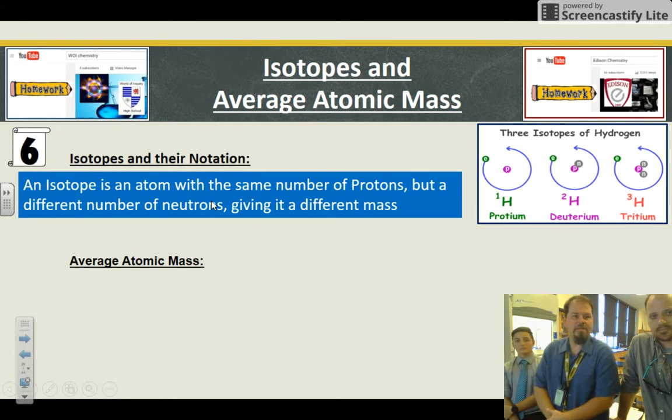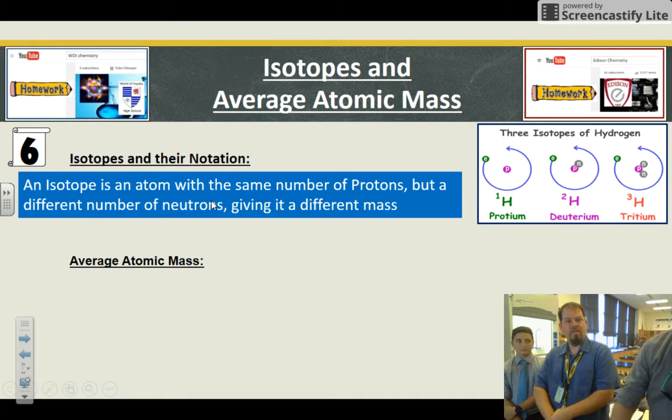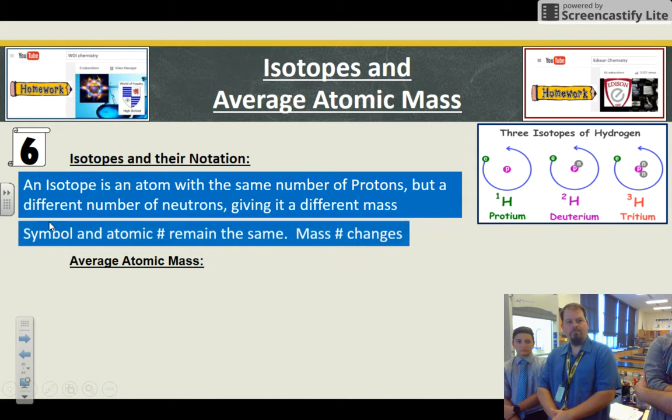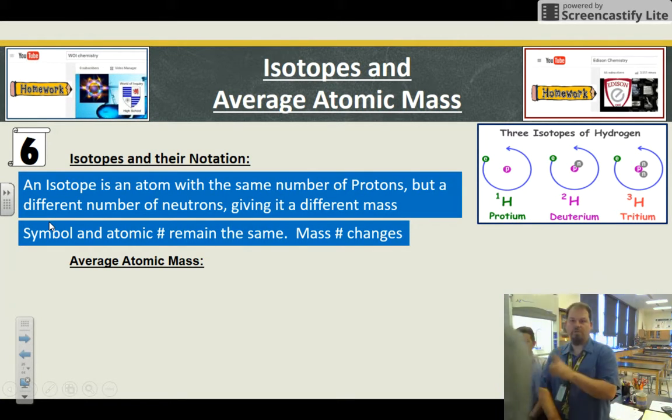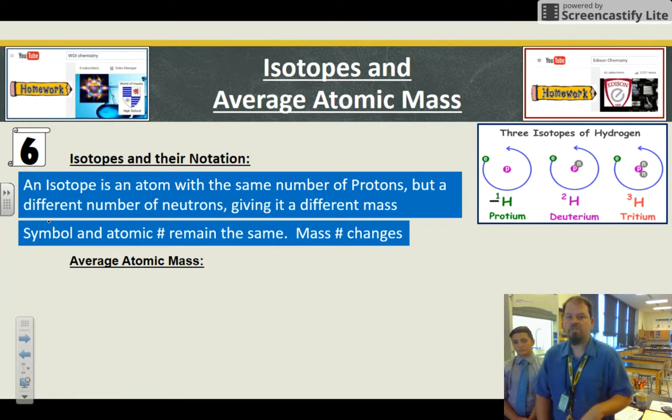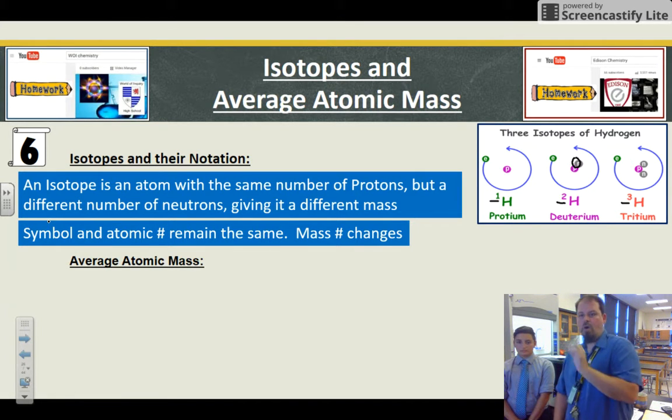So an isotope is an atom with the same number of protons, but a different number of neutrons, giving it a different mass. The symbol and the atomic number remain the same, but notice the mass number changes, and that is in the picture, right? You got hydrogen 1, hydrogen 2, hydrogen 3. And what's changing in the picture is no neutrons, 1 neutron, 2 neutrons. See the difference?